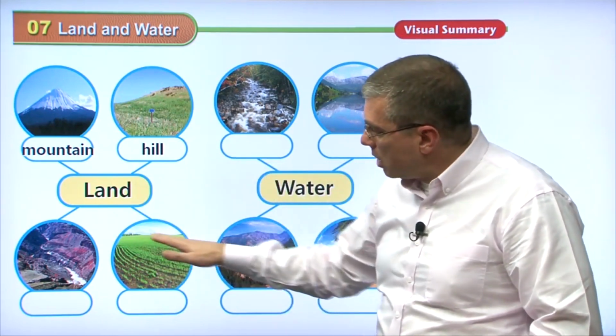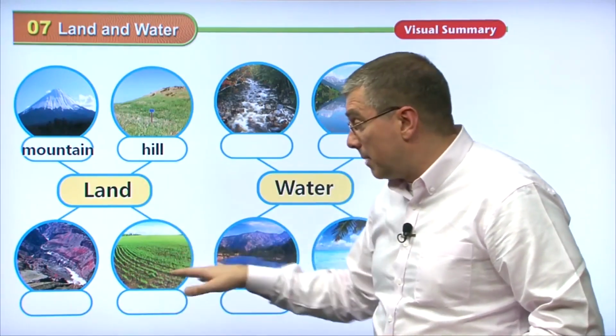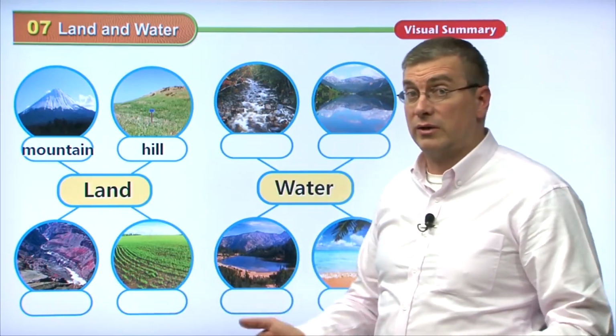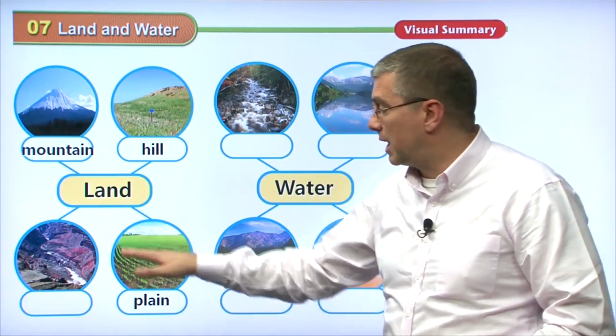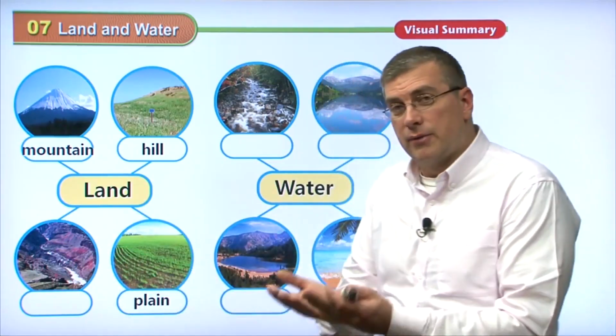Here we have a large flat piece of land. There are not many trees growing on this flat piece of land. What do we call it? We call that, of course, a plain. This is a plain.